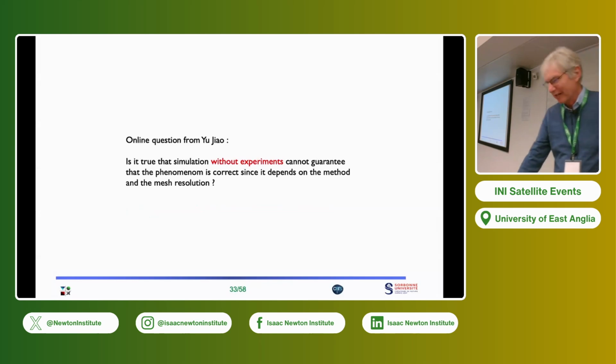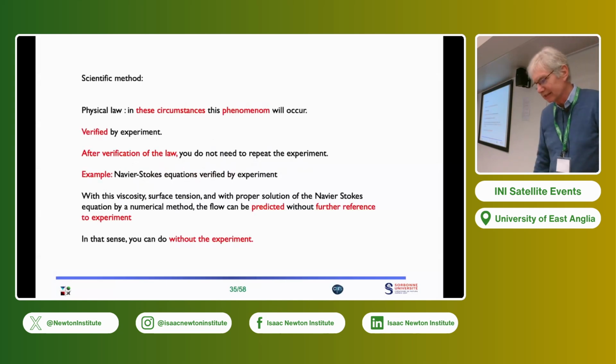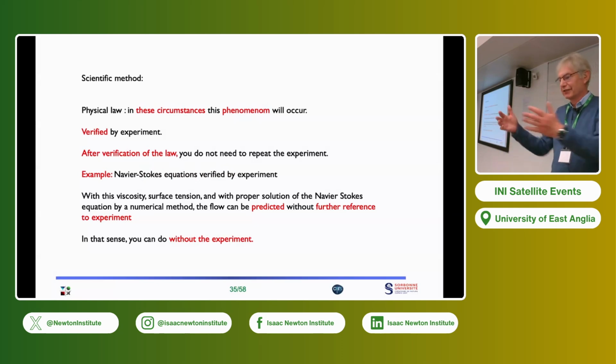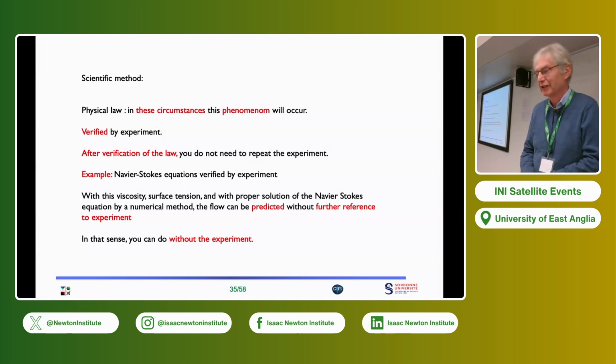First of all, the question was not well expressed, because without experiment that doesn't mean anything. We always have some experiments. What does it mean that the phenomenon is correct? I suppose they mean that the prediction of the simulation corresponds to nature. That was your question. Well, that led me to try to re-explain the scientific method, which led me to Popperian thinking. The physical law typically says in these circumstances this phenomenon will occur, and it's verified by experiment. If you're non-Popperian, you believe in verification or induction, as philosophers used to call it. And after verification of the law, you don't need to repeat the experiment every time, right?